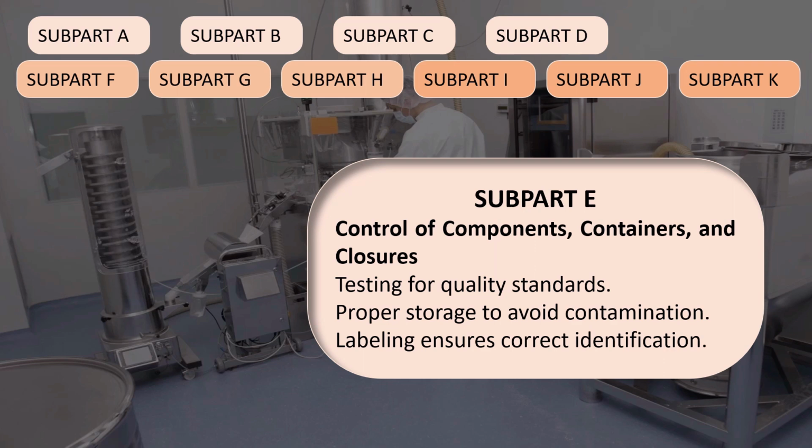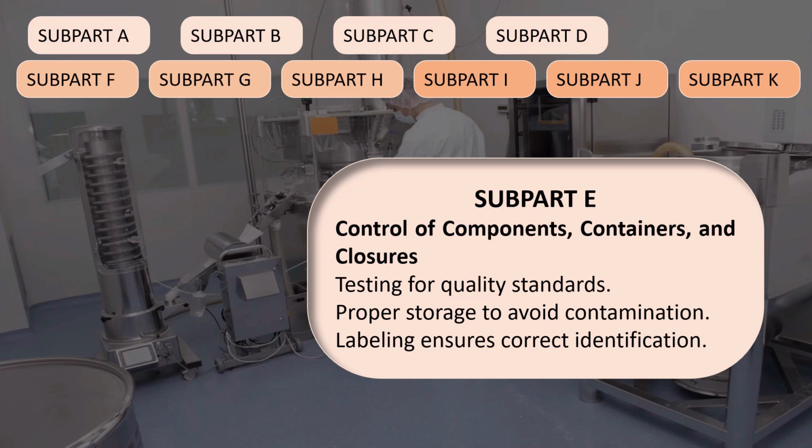Subpart E, Control of components, containers, and closures. Subpart E of 21 CFR Part 211 outlines the cGMP guidelines for the control of components, drug product containers, and closures. Some examples are as follows: 1. Components and drug product containers and closures shall at all times be handled and stored in a manner to prevent contamination. 2. Bagged or boxed components of drug product containers or closures shall be stored off the floor and suitably spaced to permit cleaning and inspection.